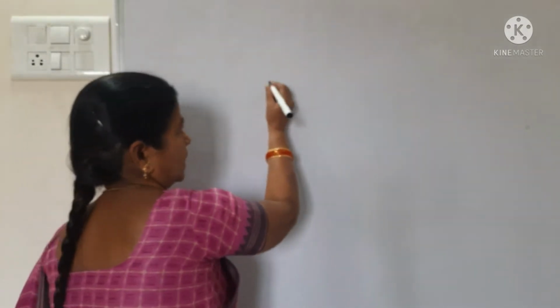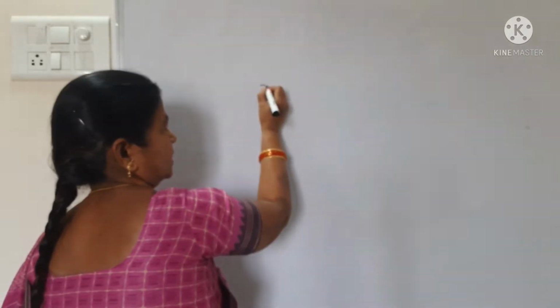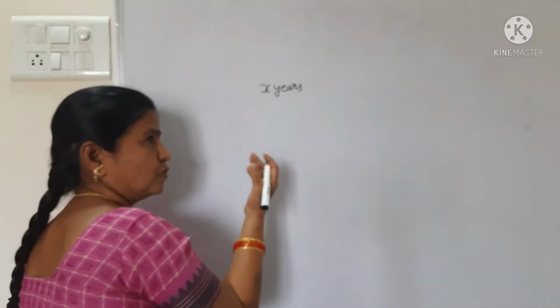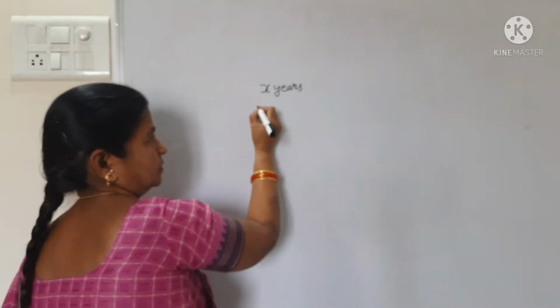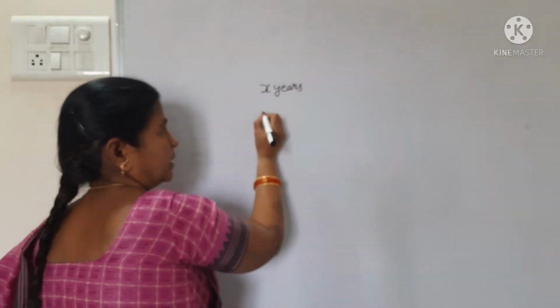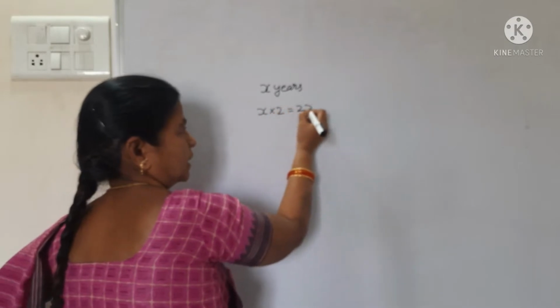In that video, we found that the dog's age is 4 years. How did we get that result? Now let us see how we got that answer. Let us assume that the dog's age is x years. First, what did Doggy do? He multiplied the number with 2. What do we get? 2x.